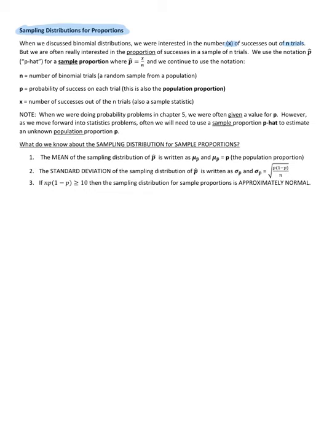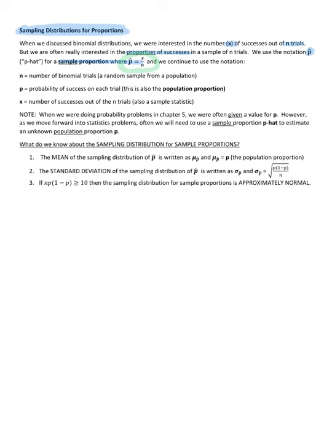Now we're interested in the proportion of successes in a sample of n trials. We use this notation p hat for a sample proportion, which is given by p hat equals x divided by n. We divide the number of successes by the total. This is very important to write on your note card or memorize.